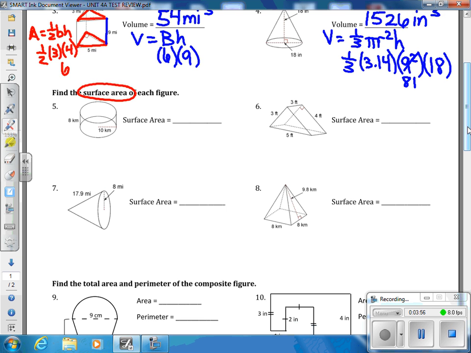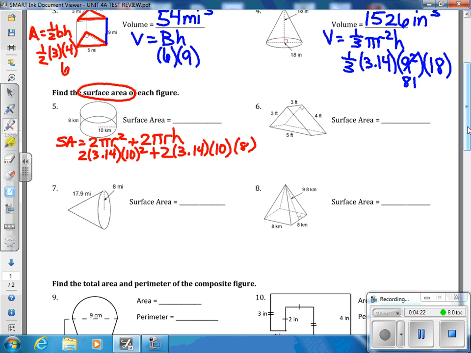So for number 5, we do have another cylinder, and the surface area formula is 2 pi r squared plus 2 pi r h. Okay, it's got a lot more pieces to it, but it's not as hard to calculate. So we need 2 times 3.14. The radius is 10, so it's 10 squared, plus 2 times 3.14 times 10, and the height connects the two circles, so that would be the 8.